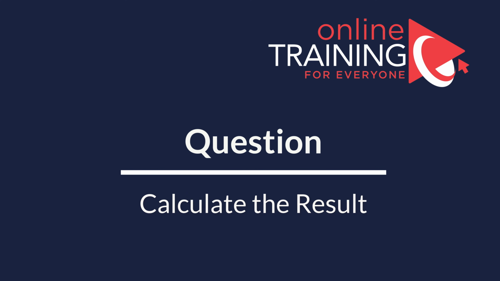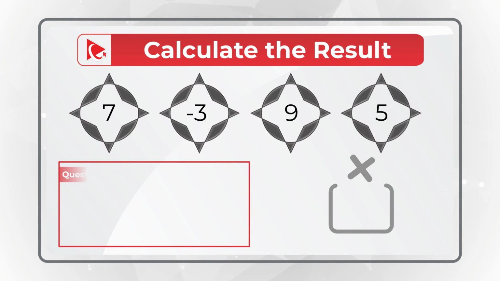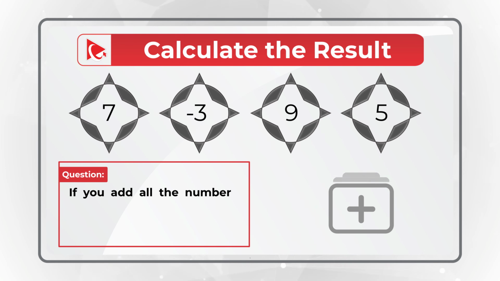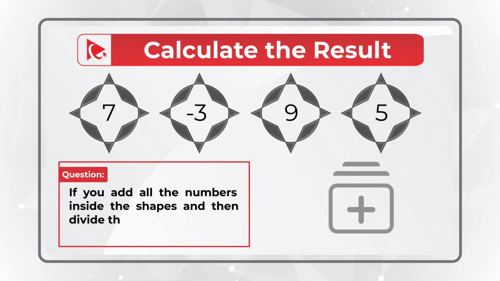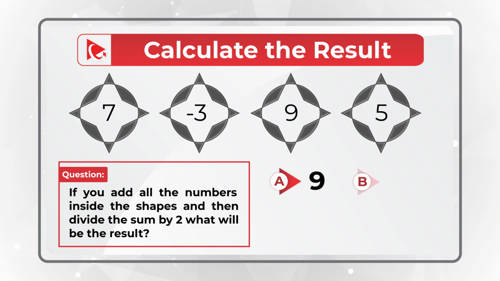Here's an amazing question to test your business math skills. You're presented with the set of numbers in the compass-like figure, and you need to add up all the numbers inside the shapes and then divide the sum by 2. You need to calculate what would be the result of this calculation, and you have 4 different choices. Choice A, 9. Choice B, 12. Choice C, 18. And choice D, 24.